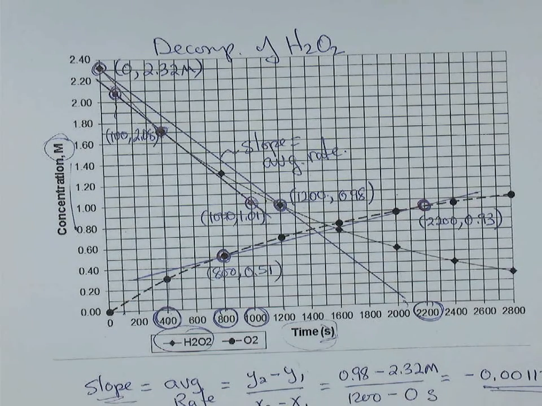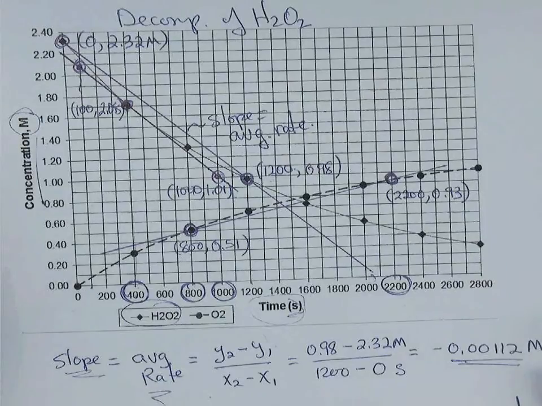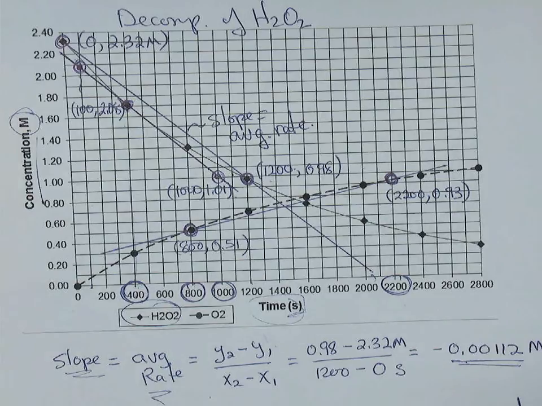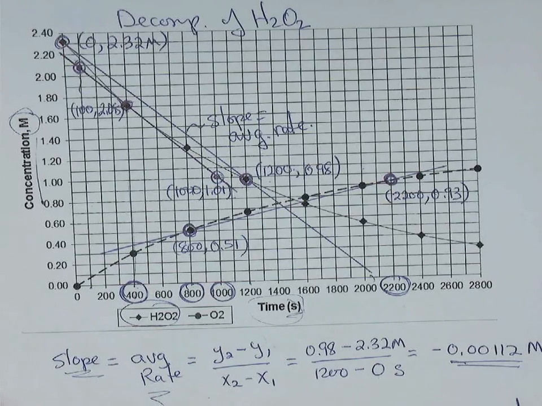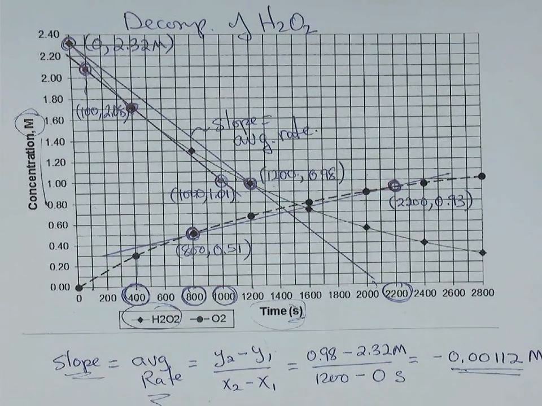The other type of rate was an average rate, and an average rate is found over an interval of time. A t1 and a t2 have to be given when you're finding an average rate. All right, so I hope that helps in calculating instantaneous and average rates using both data tables and graphical interpretations.